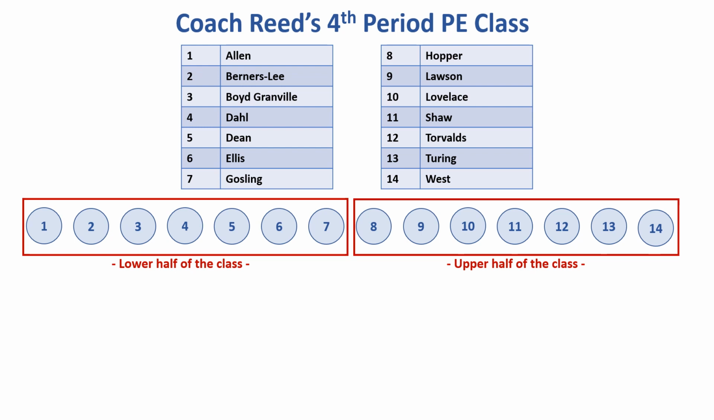When the random array program has been modified to address the application requirements, the program will generate a randomly selected team captain from the lower half of the class and a randomly selected team captain from the upper half of the class.